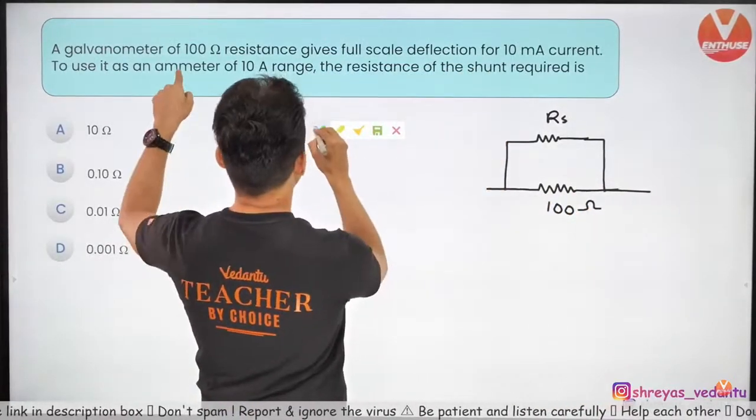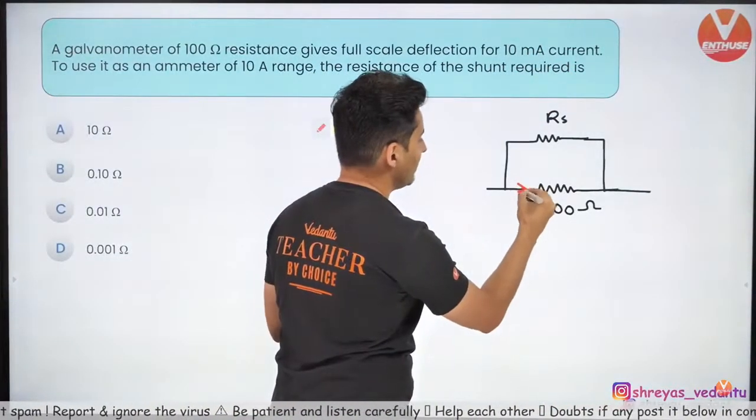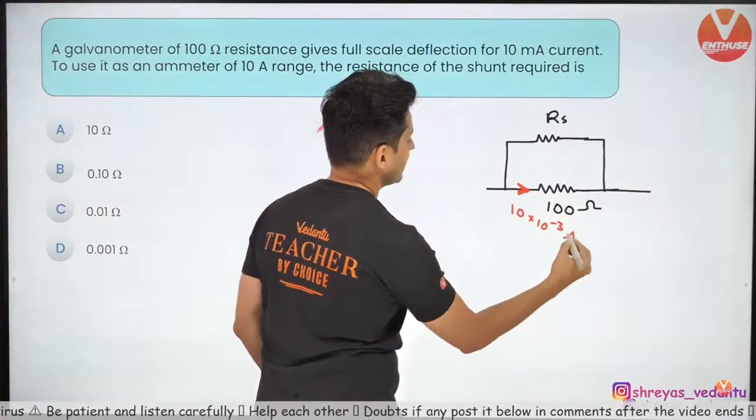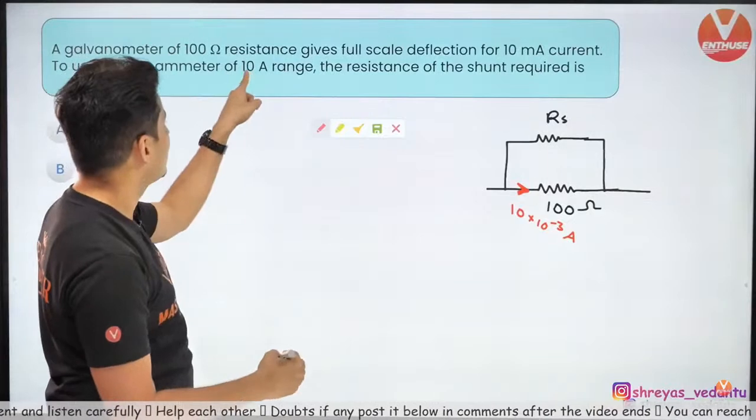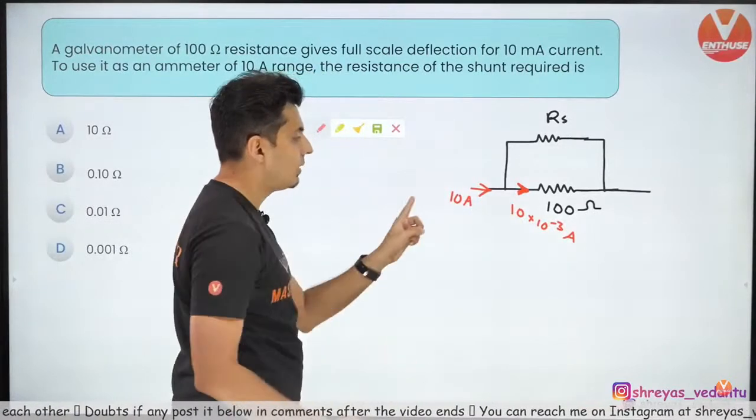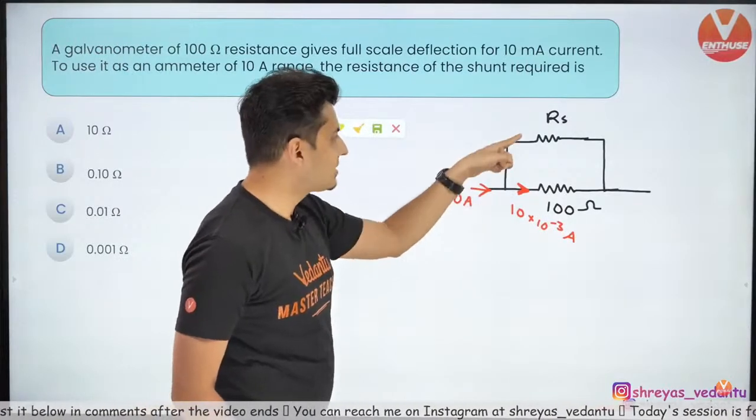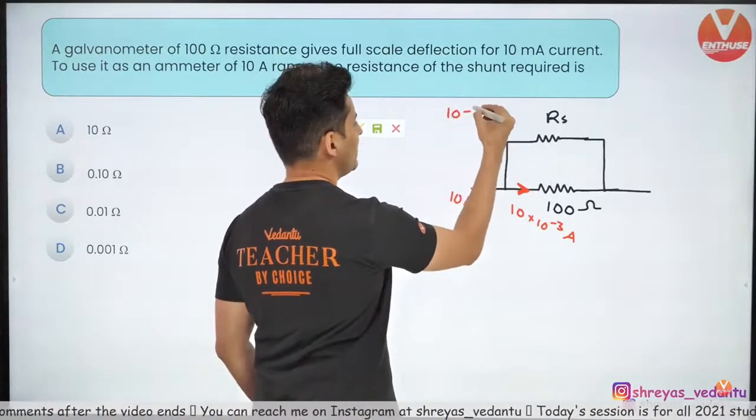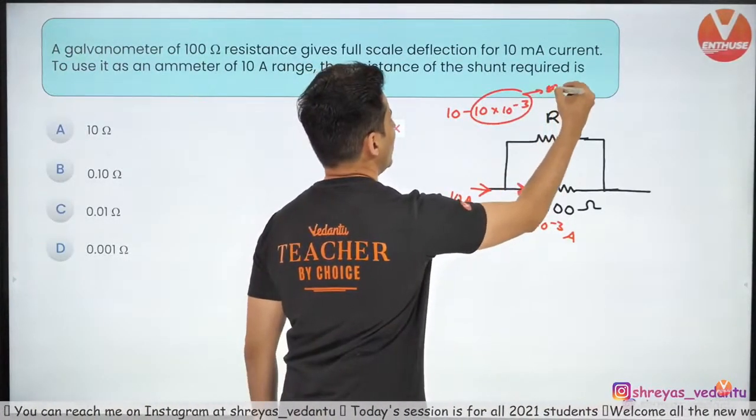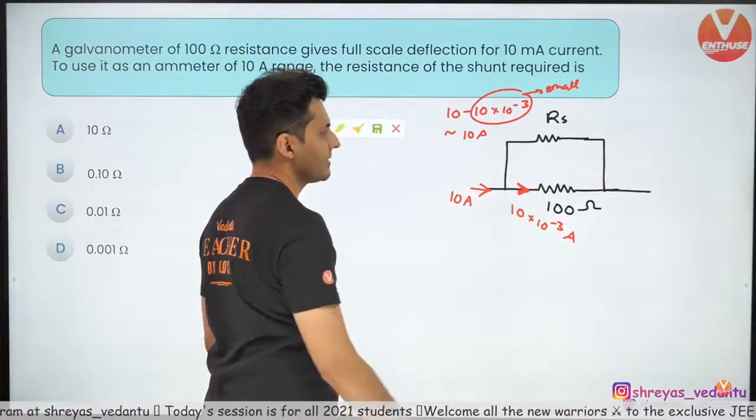Now the galvanometer has a full scale deflection for 10 milliamperes. That means the maximum current which can go through the galvanometer is 10 milliamperes. But when you pass 10 amperes of current from outside, it gets divided. 10 milliamperes goes here, the rest of it will go over here. So this will be 10 minus 10 to the power minus 3. Guys, this is a very, very small number. So I can approximately say most of the current, 10 amperes, goes from the other side.